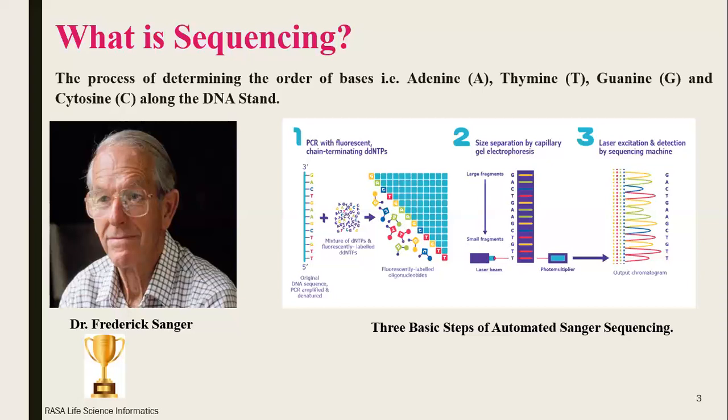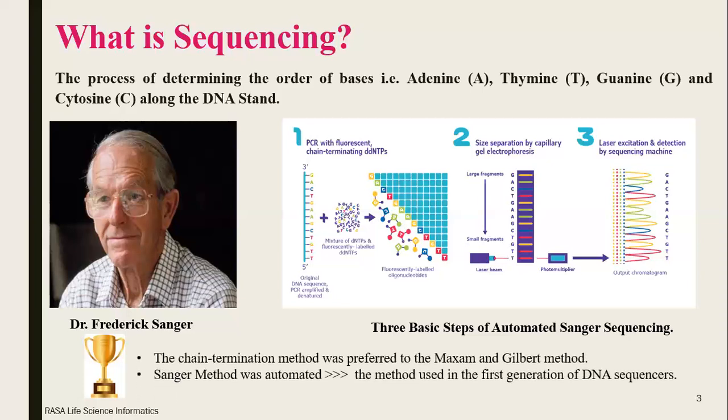Later on, the chain termination method developed by Frederick Sanger became the method of choice owing to its relative ease and reliability, and it used fewer toxic chemicals and lower amounts of radioactivity than the Maxam and Gilbert method. Eventually, the chain termination method was soon automated and was the method used in the first generation of DNA sequencers.